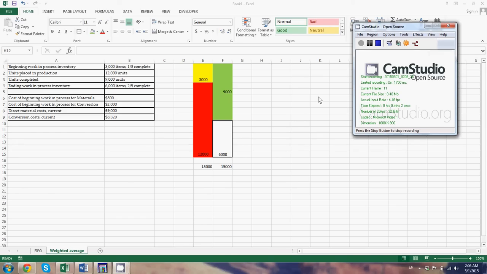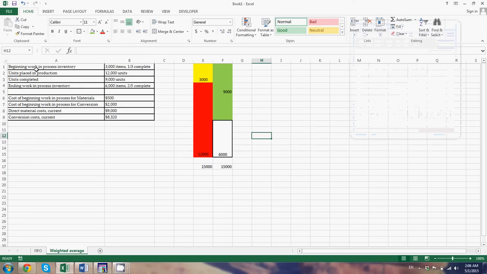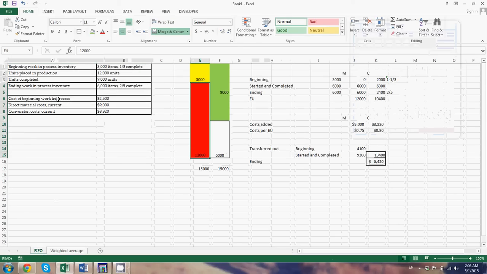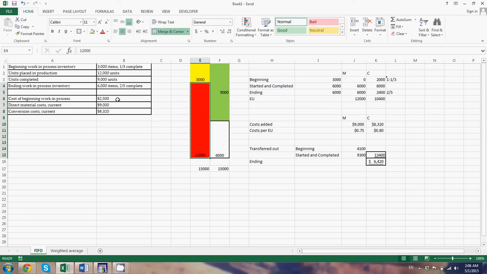Okay, I'm gonna create another video using similar questions, but this time I'm gonna talk about the weighted average method. Here are the same questions. The only difference is, for the 501, you have the cost of beginning WIP of 25,000, which is the conversion cost plus the direct materials cost.